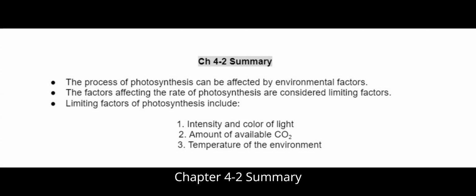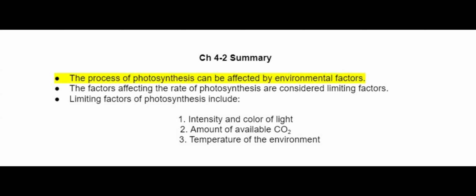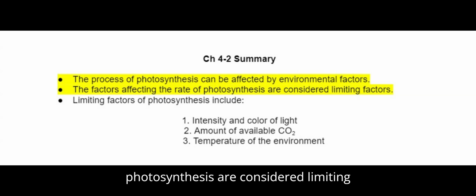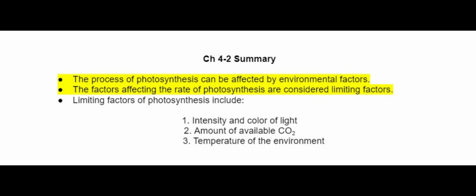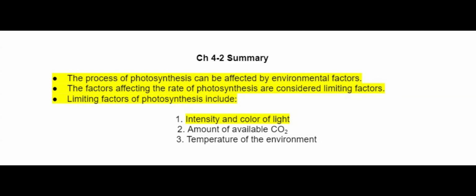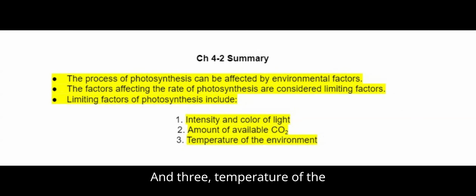Chapter 4-2 Summary. The process of photosynthesis can be affected by environmental factors. The factors affecting the rate of photosynthesis are considered limiting factors. Limiting factors of photosynthesis include 1. Intensity and color of light. 2. Amount of available CO2. And 3. Temperature of the environment.